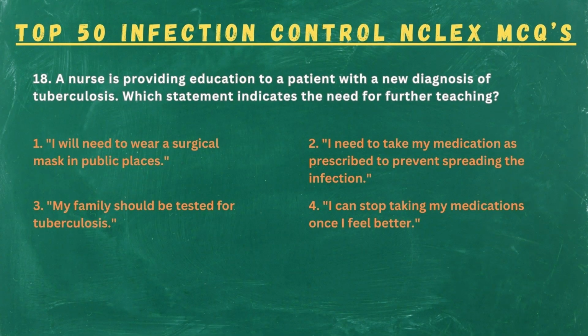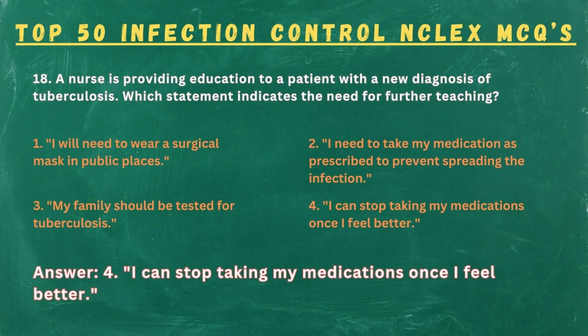18. A nurse is providing education to a patient with a new diagnosis of tuberculosis. Which statement indicates the need for further teaching? 1. I will need to wear a surgical mask in public places. 2. I need to take my medication as prescribed to prevent spreading the infection. 3. My family should be tested for tuberculosis. 4. I can stop taking my medications once I feel better. Answer: 4. I can stop taking my medications once I feel better.